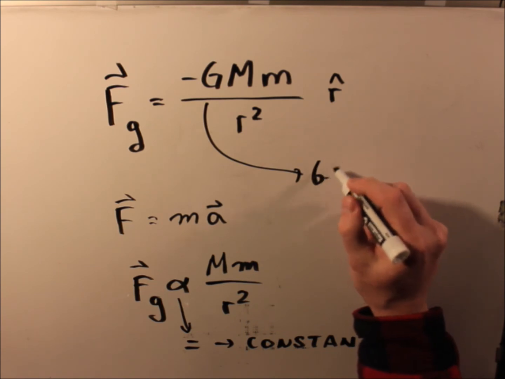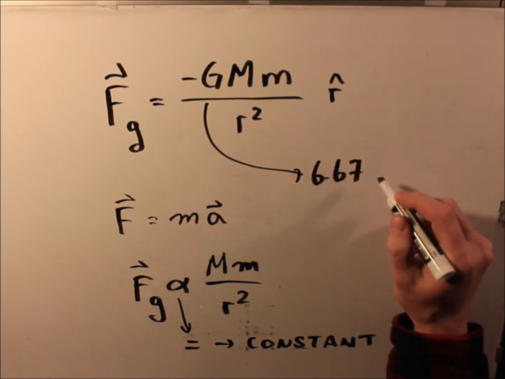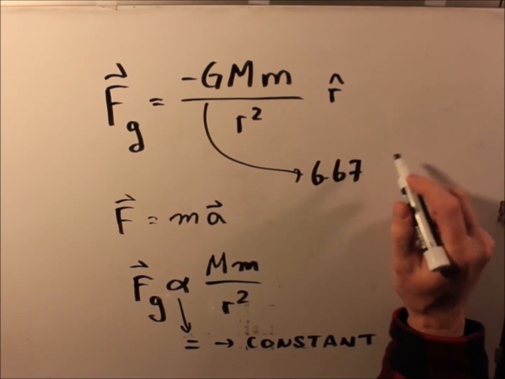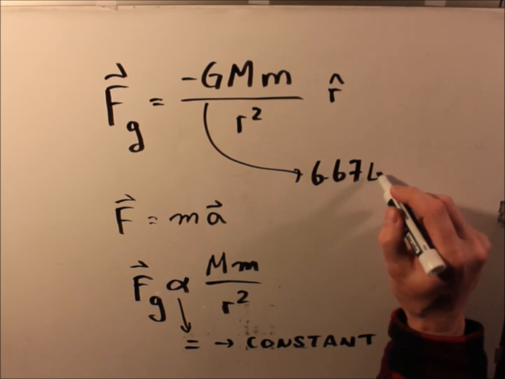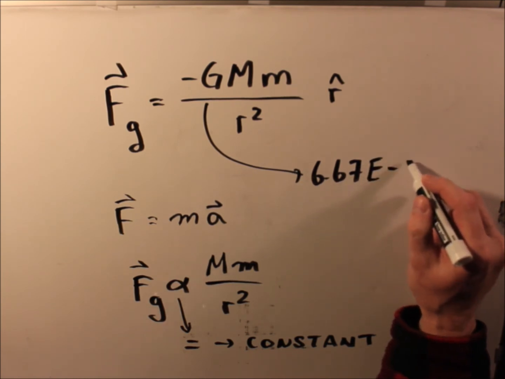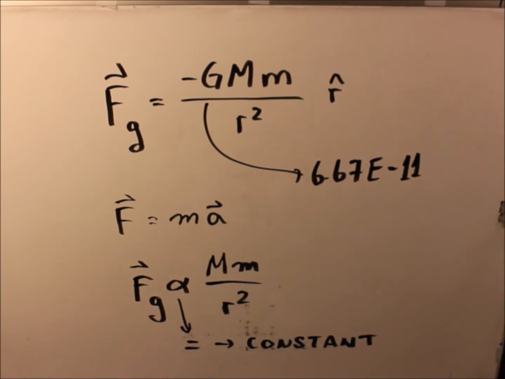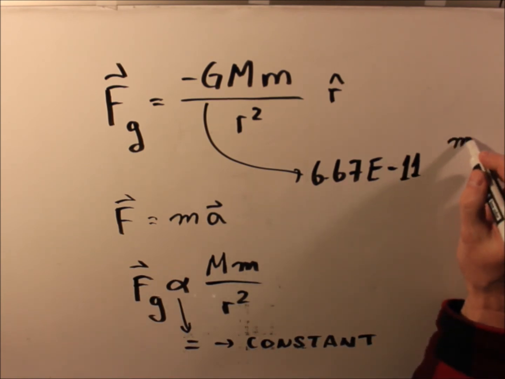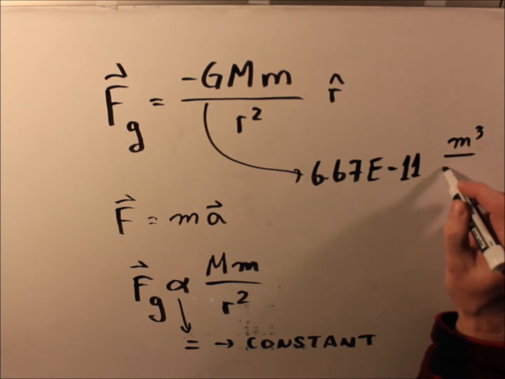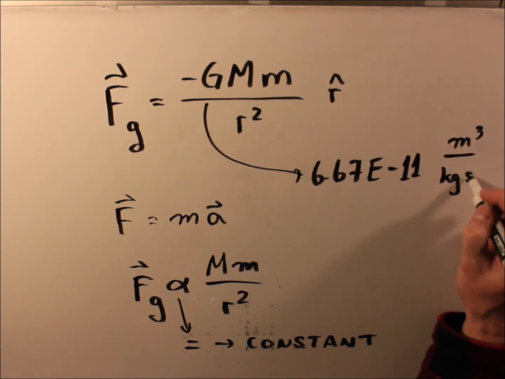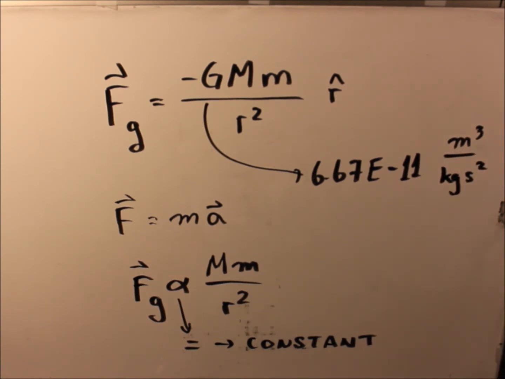It has a value of 6.67, depending on who you talk to. There's 0.24 when I was younger, but we'll leave that for now. Times 10 to the minus 11. Okay? And then it's meters cubed over kilogram seconds squared. We always get these silly units when we get constants. But nevertheless, this gives us an equality.